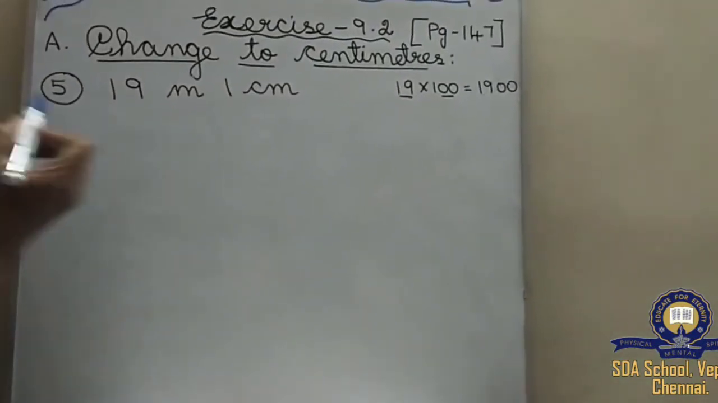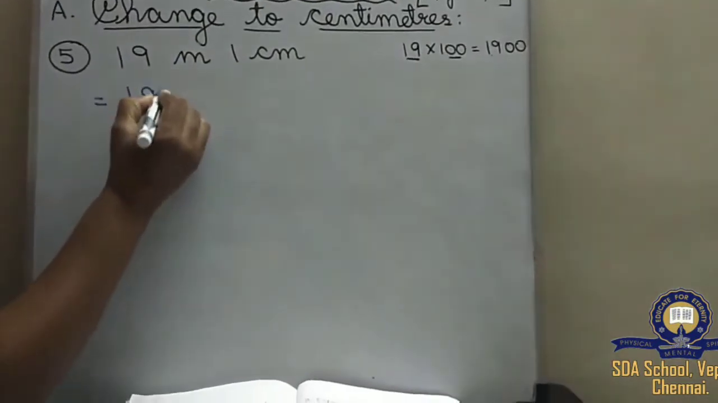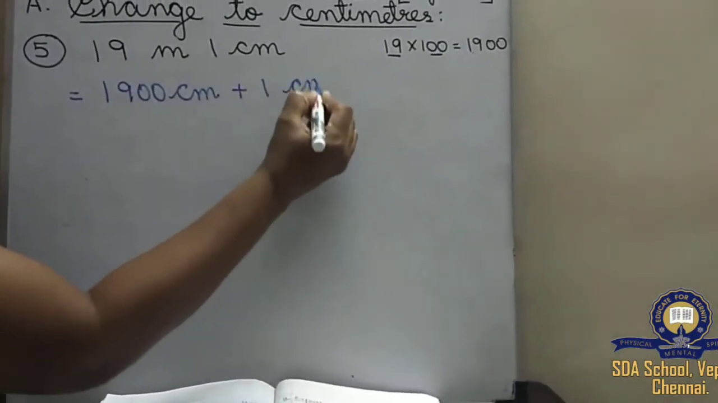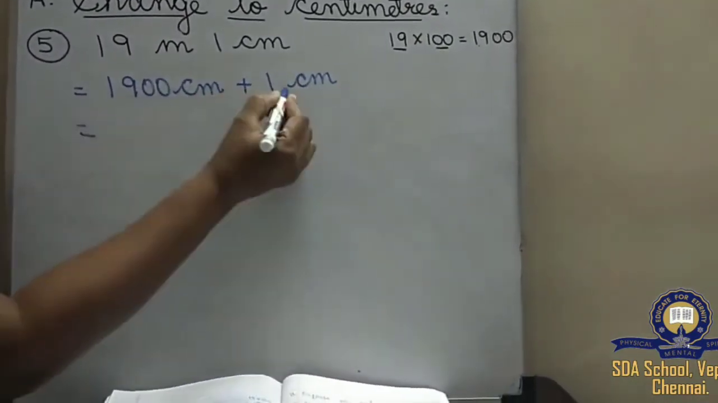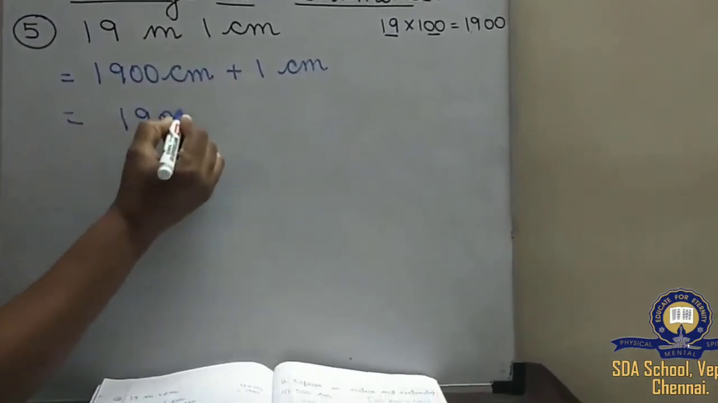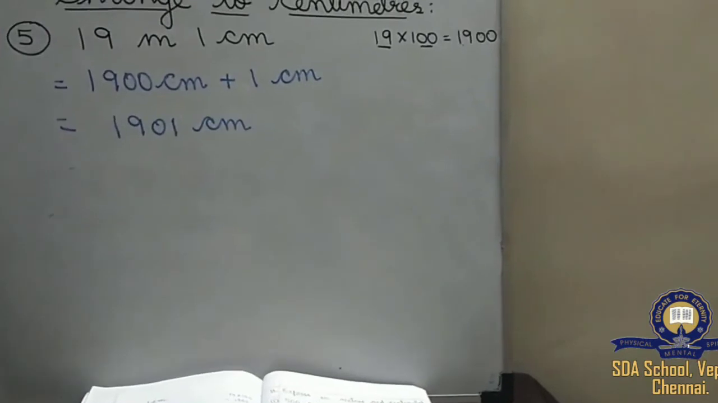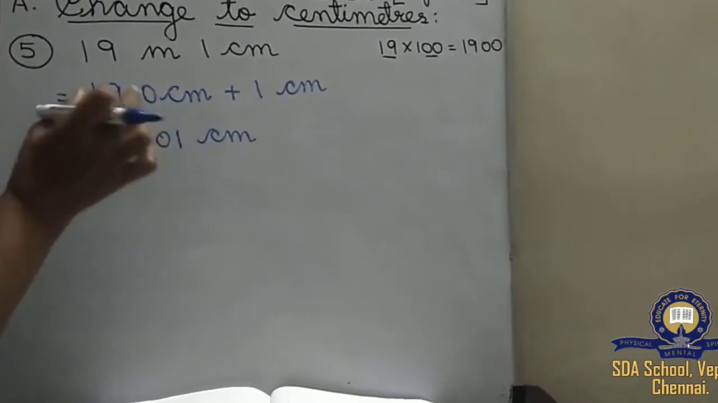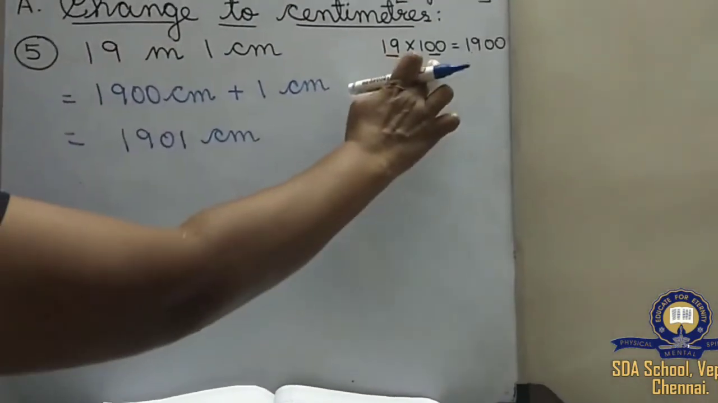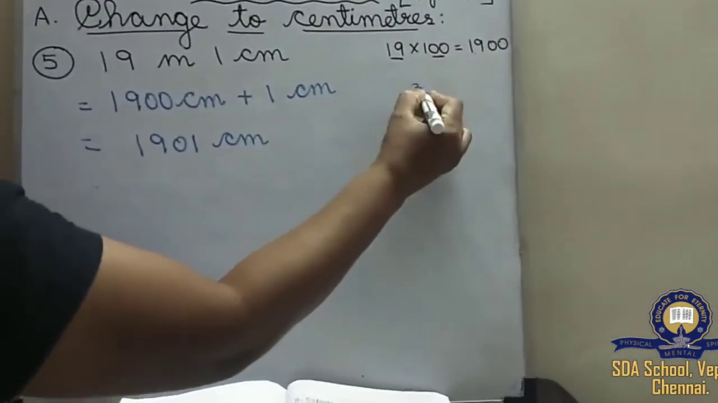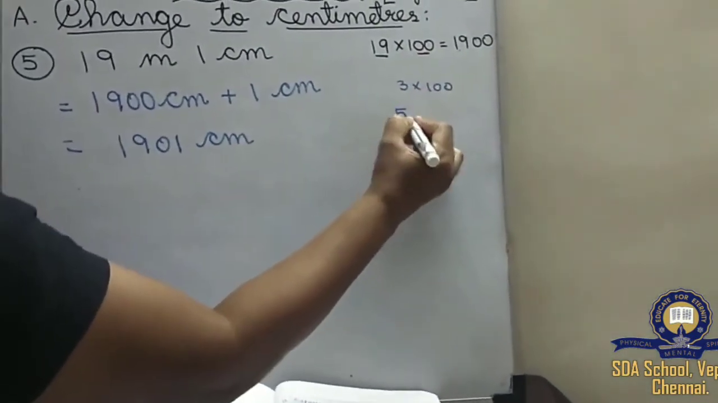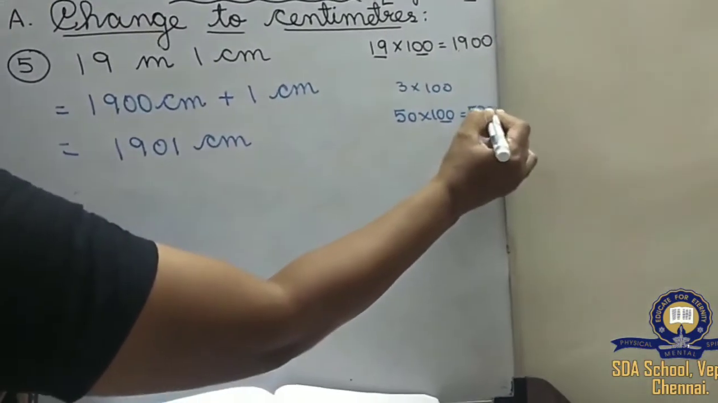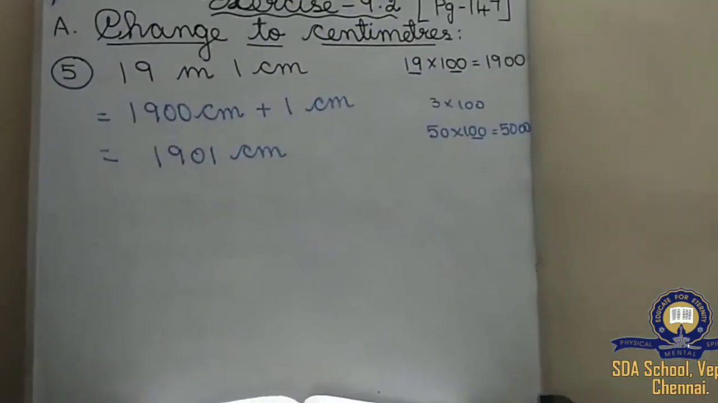So 19 meter means 1900 centimeter plus 1 centimeter. So 1900 plus 1 means what? Easy, no, children? When you multiply only, this is correct. You have to multiply, otherwise it will come wrong. Okay, children? 2 digits means you have to do like this only. 19 into 100. 3 means 3 into 100. And if there is 50, 50 into 100 means what will come, children? You have to write 50 as it is and the two zeros like this you have to write. Okay, children? Don't forget.